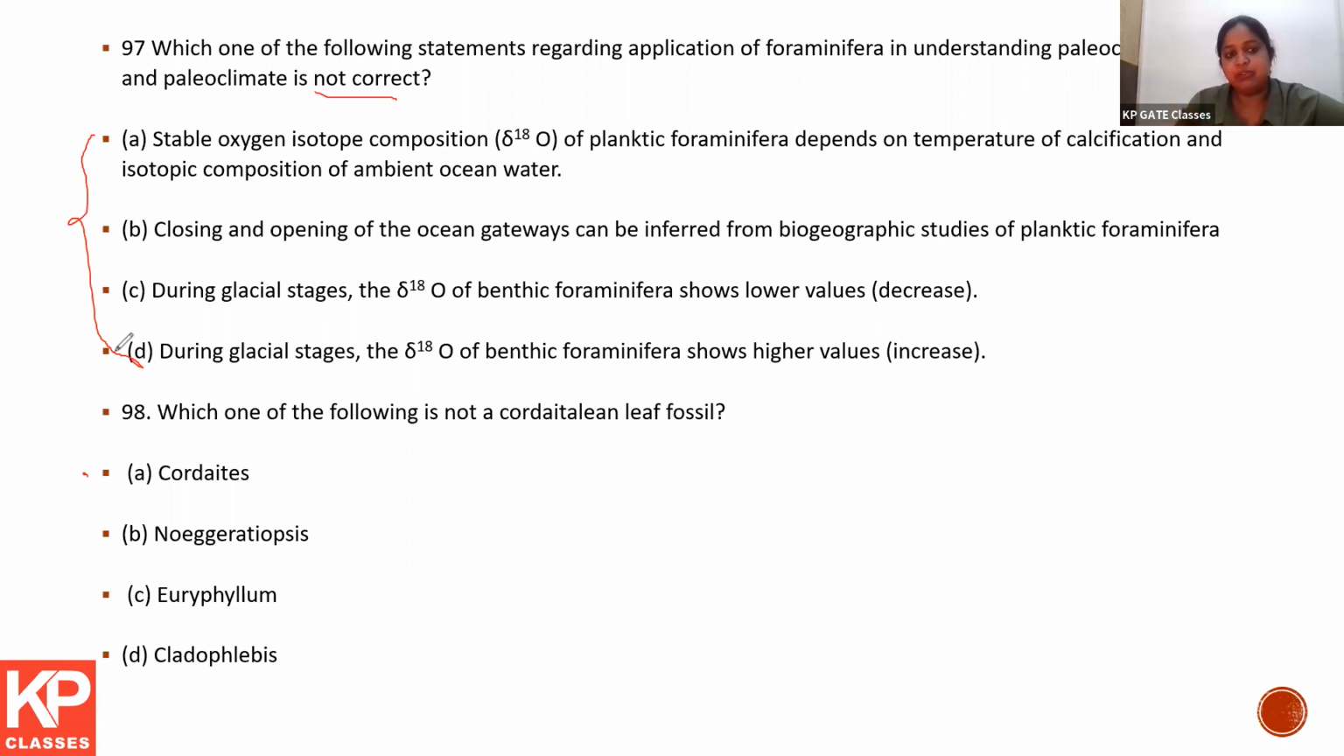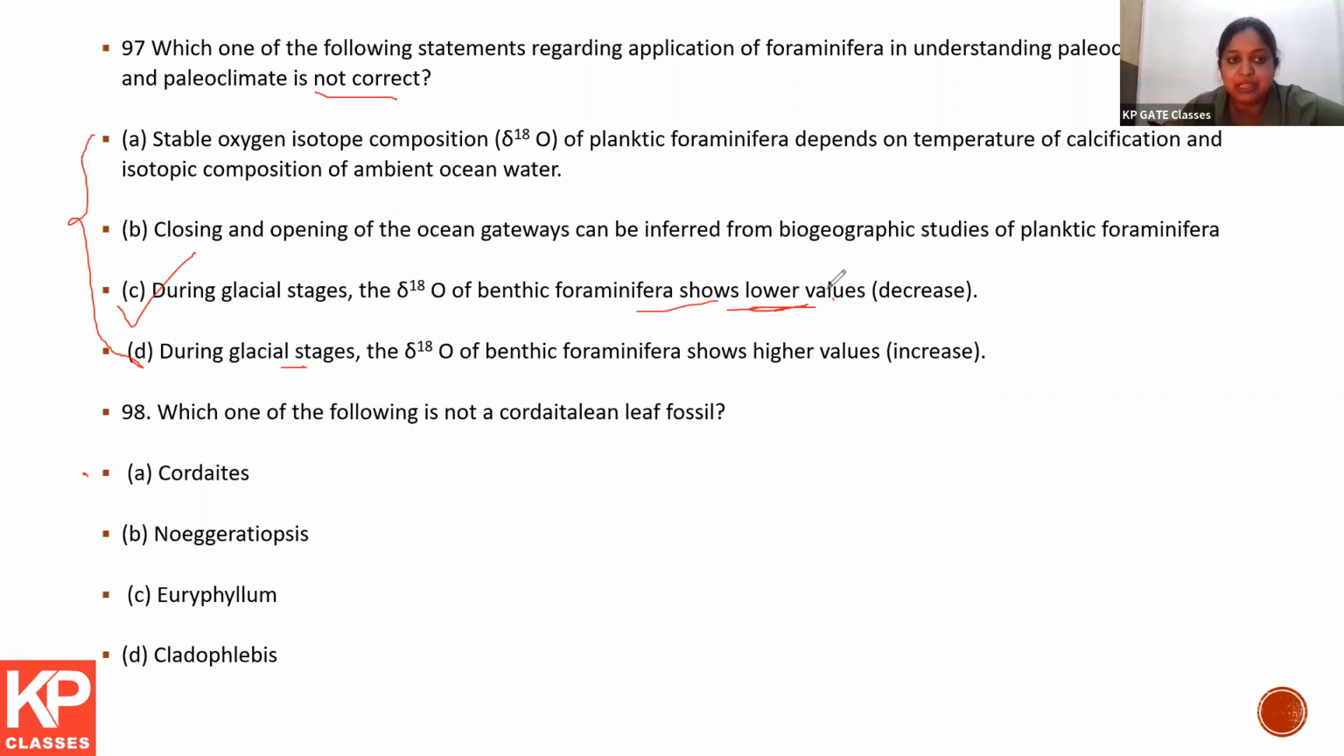So if you have the basic knowledge about that, then we know what happens with the delta-18 oxygen value during a deglaciation event, and what happens with the delta-18 oxygen value in the glaciation event. So here the incorrect statement is C, during glaciation stage. That means during glaciation event, delta-18 oxygen of benthic foraminifera shows higher values. So option D is the right answer. Option C is the wrong answer.